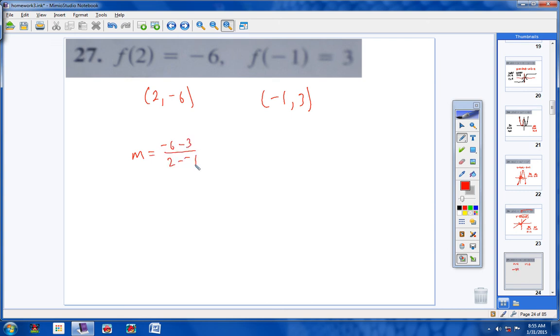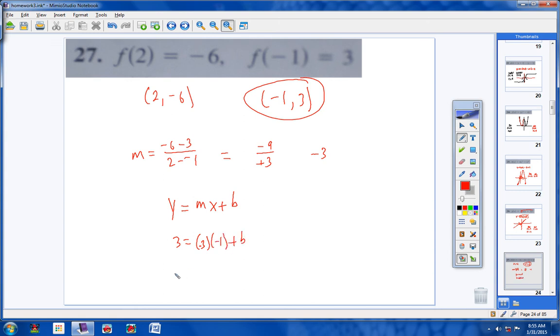X minus x, -9 over +3. So your slope is -3. Okay? Now, to find your b, we use y equals mx plus b. Choose one of these points. It doesn't matter which one. I'm going to use this one. Where the y is, I'll put a 3. Where the m is, I'll put -3. Where x is, I'll put -1 plus b.